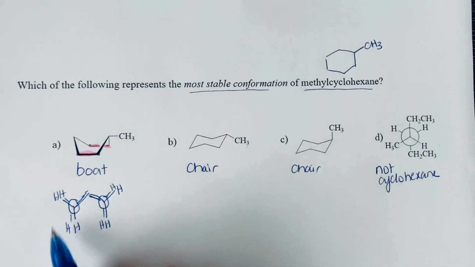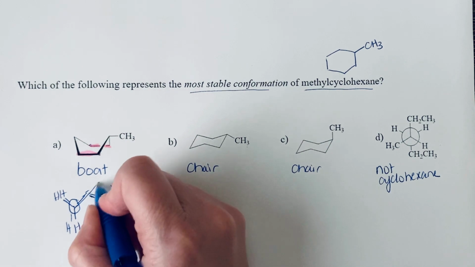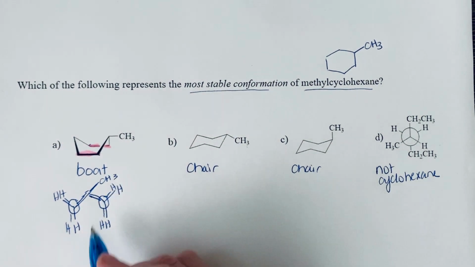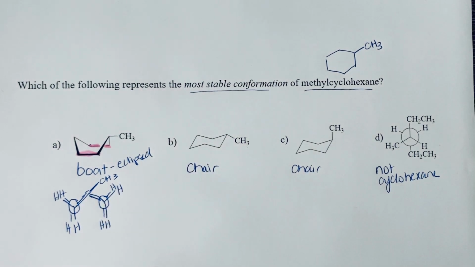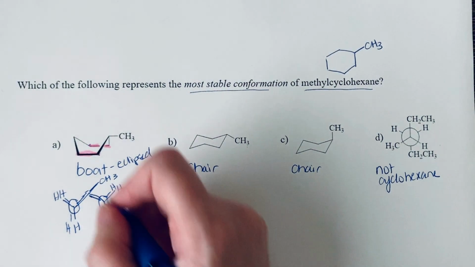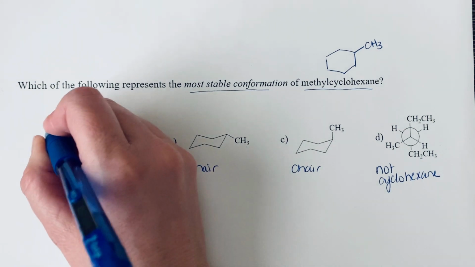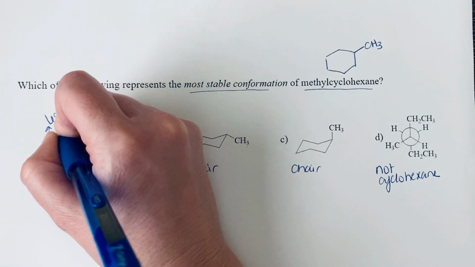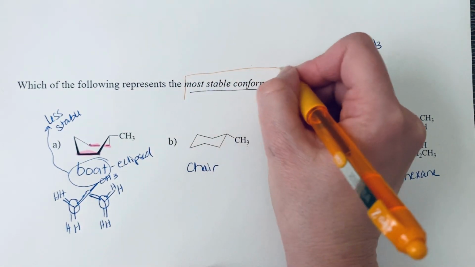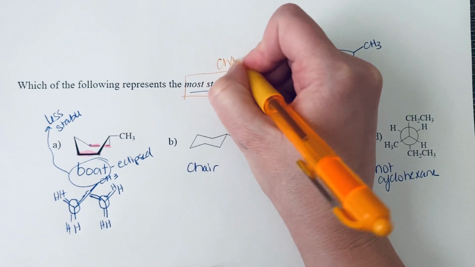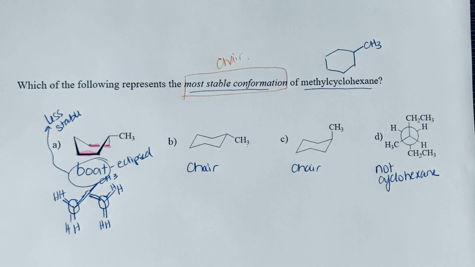And don't worry if you can't draw one of these Newman projections, and we've got the methyl group sticking off of that. But what we're looking for is the fact that this is the eclipsed conformation. So the boat is your less stable conformation. So what this means is when you see the term most stable, you're automatically thinking, I need a cyclohexane chair. So I'm going to need to take a look at these cyclohexane chair conformations.